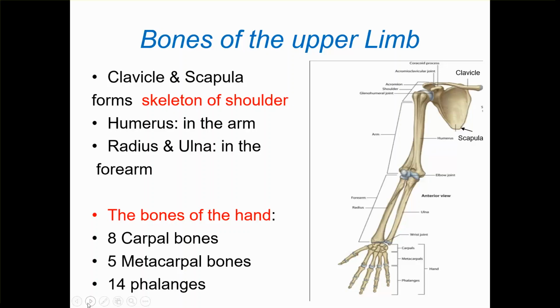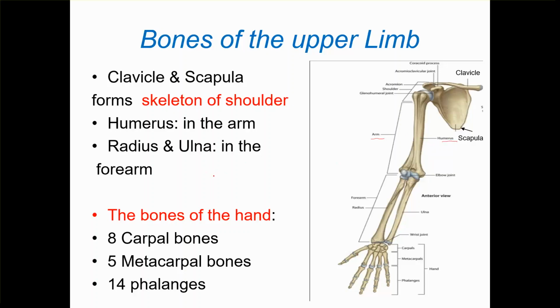The bones of the upper limb consist of the clavicle and the scapula. As you can see in the picture here, this is the clavicle, and the scapula, which forms the skeleton of the shoulder. The humerus is in the arm. The arm is described as the region between the shoulder joint and the elbow joint. So it is formed of the bone humerus.